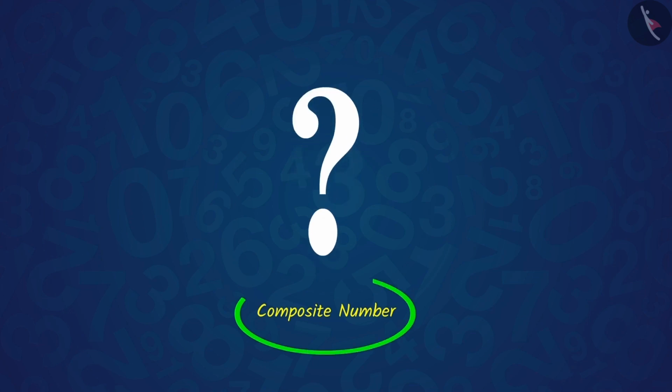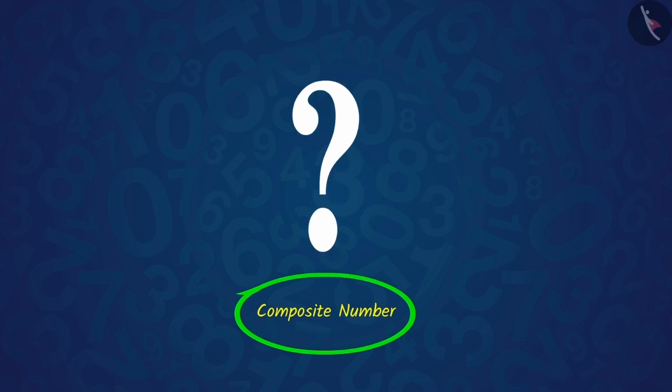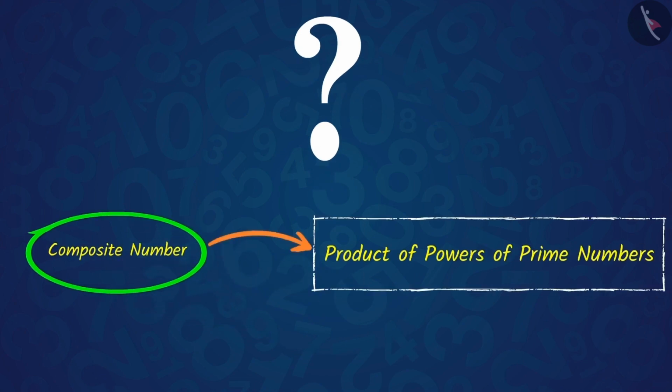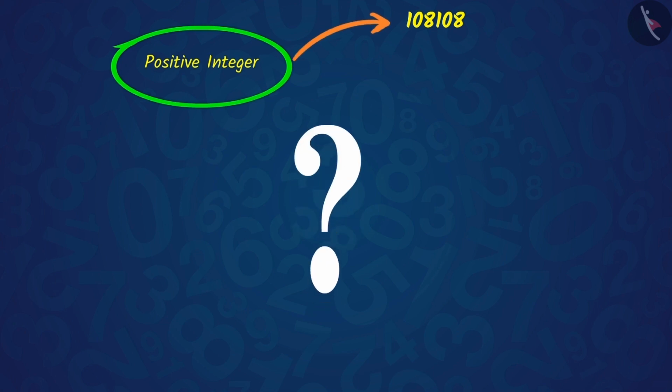Can you think of any composite number which cannot be written as the product of powers of prime numbers? Let us try to answer this. Let us factorize a positive integer, say 1,08,108. Can you show how to factorize this number?